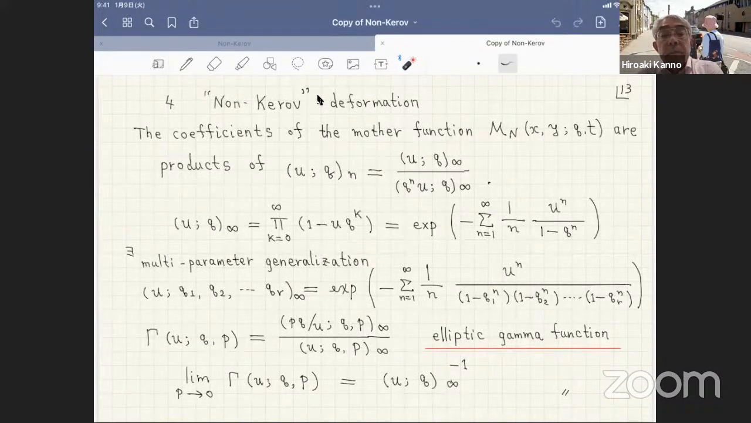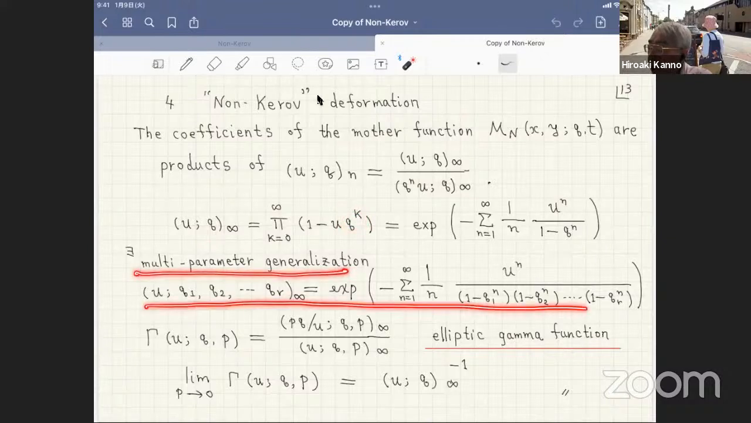So the coefficient of mother function given by Nomi and Shirai are product of this quantity. So this is what we call Q-Hammer symbol. And this is a ratio of this quantity, which is expanded in this way. So a natural thing we try to deform is to introduce more parameters to this kind of function, which is already well known. So this has single parameter Q, but it is known we can have multi-parameter generalization.